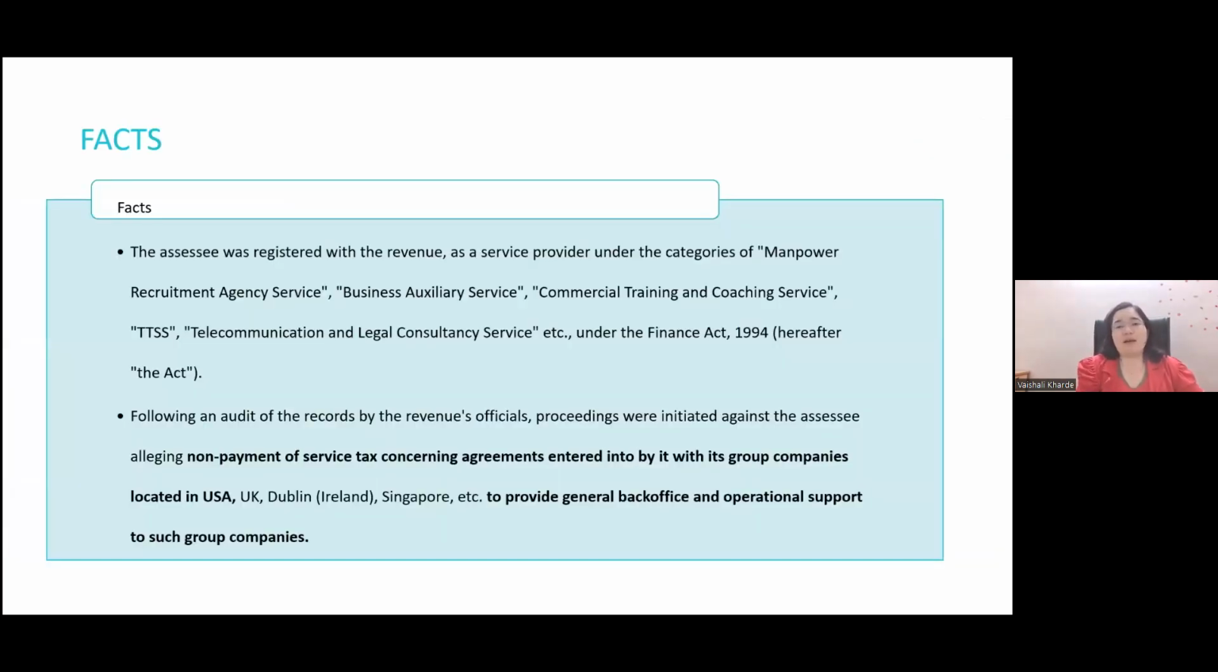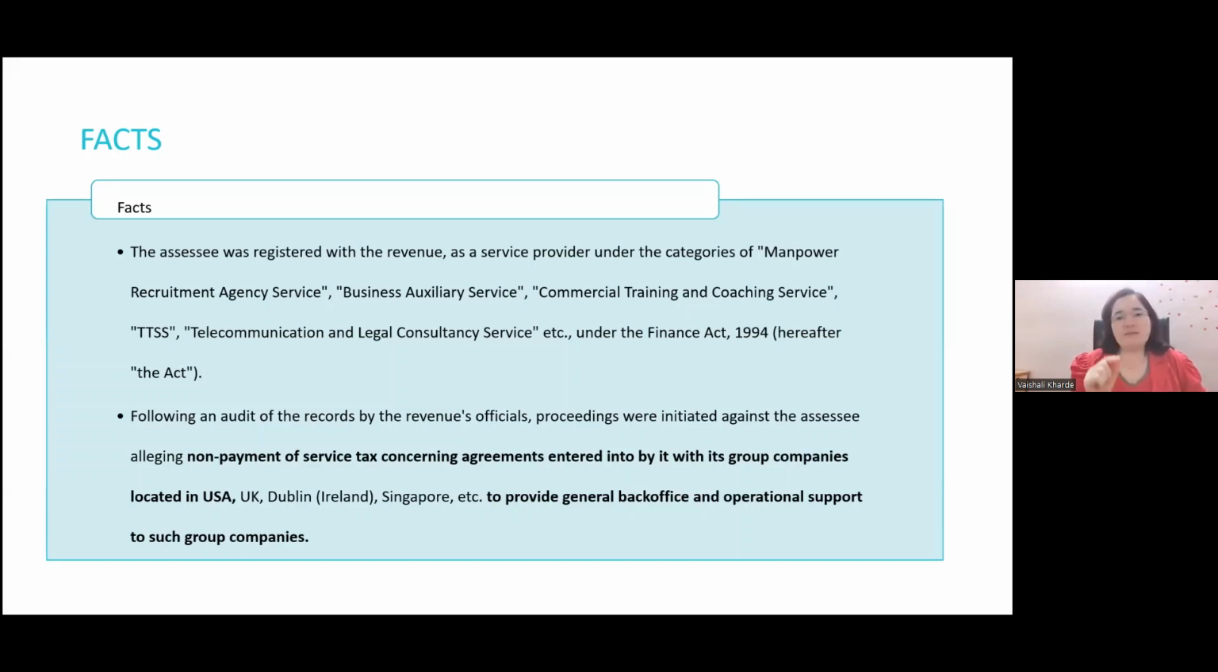Now, what is the fact and what is the issue? Briefly, it is a common practice of Indian entities that in an exporter or group, the group companies are located outside India, and the Indian company has group companies located outside India that provide back office service or operational support to the Indian company. Many times the Indian company can be a subsidiary of the group companies, and the group companies provide the back office services or the operational support to the Indian company.